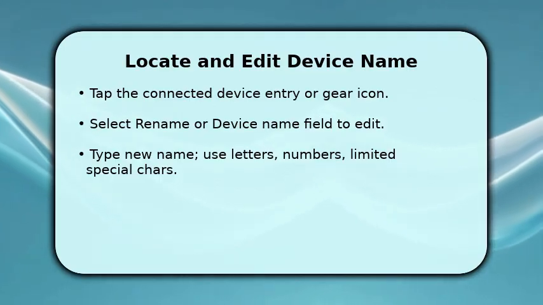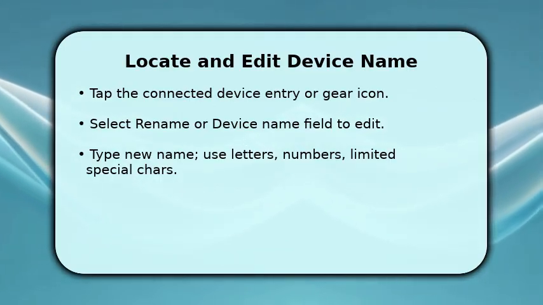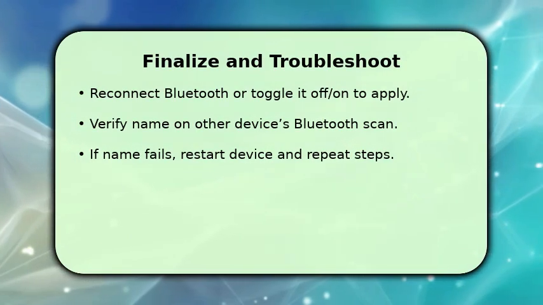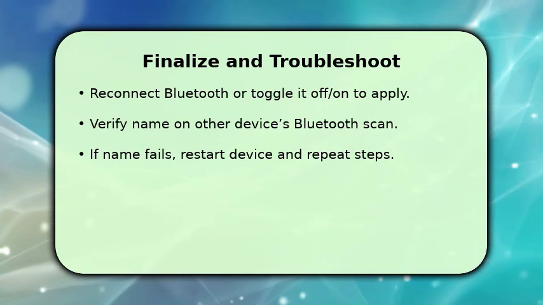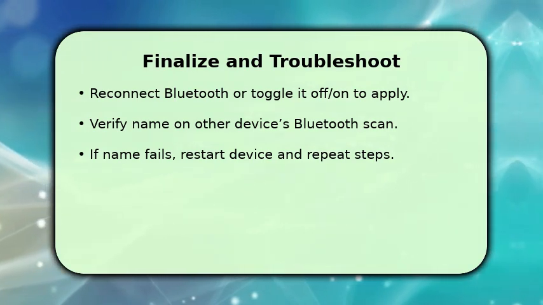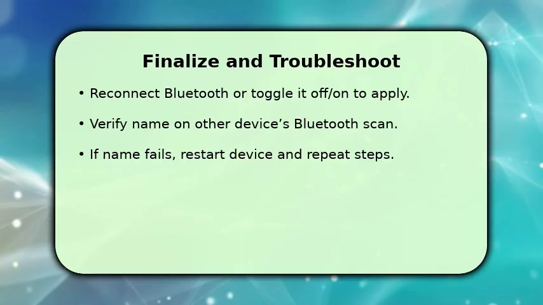The OS will update the advertised name immediately or after a quick reconnect. To finish, toggle Bluetooth off and on or reconnect the device so the new name propagates to nearby scanners. Then verify the updated name from a second device by scanning for Bluetooth.